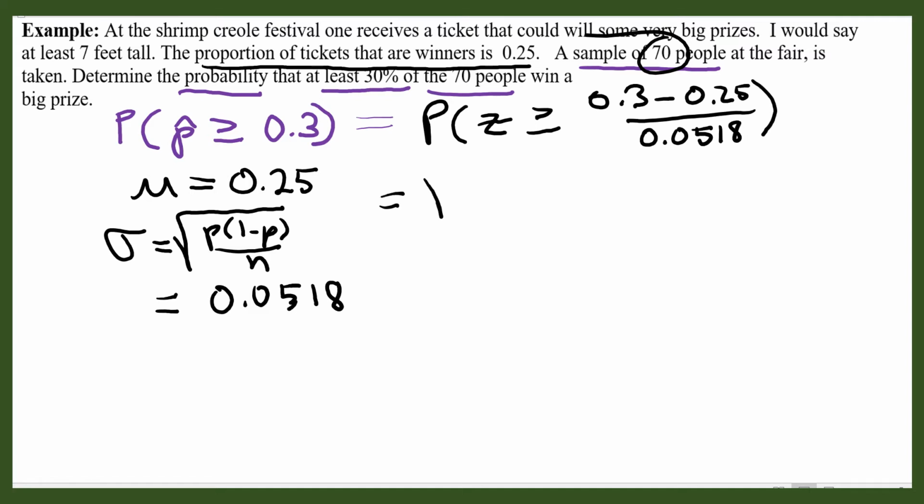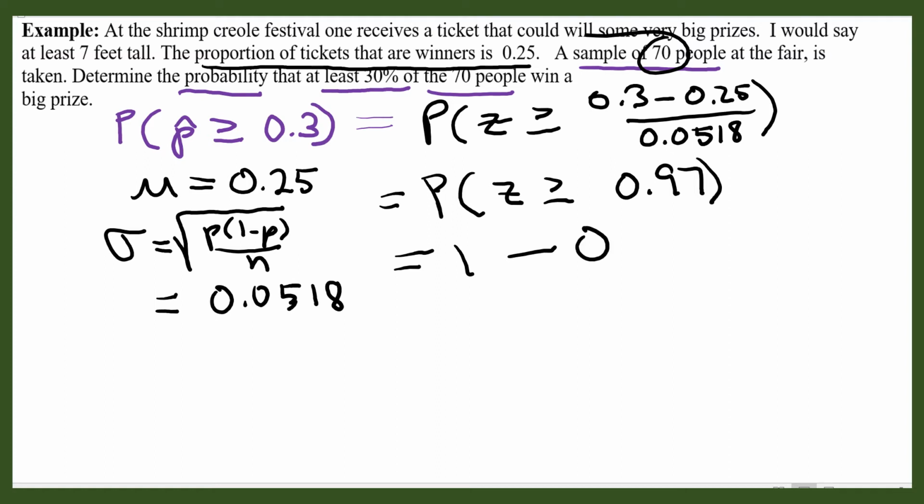You do the math, right? You're going to get z is greater than or equal to 0.97. That is 1 minus what the table tells us, right? The table tells us 0.8340. We do the math, 0.1660. So about 17% probability that at least 30% of the people, or the sample of size 70, win a big prize.